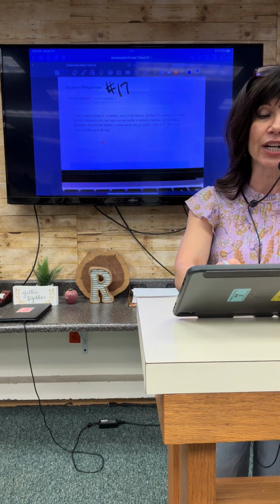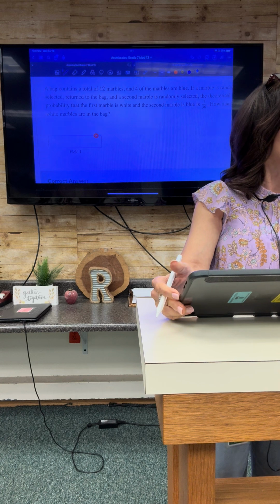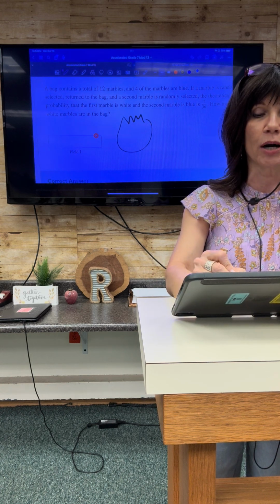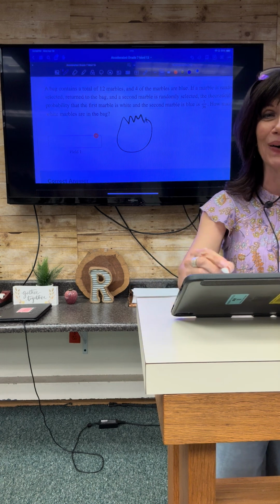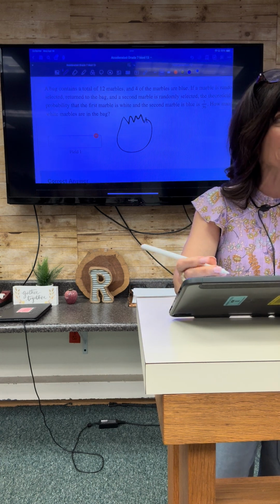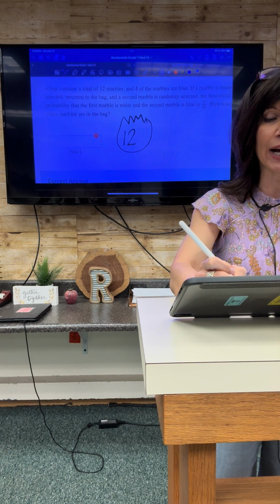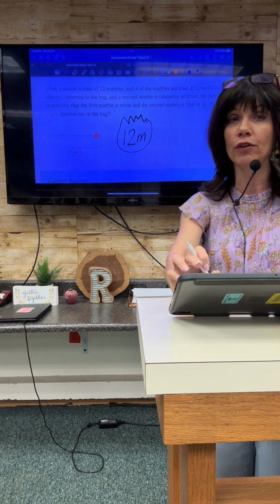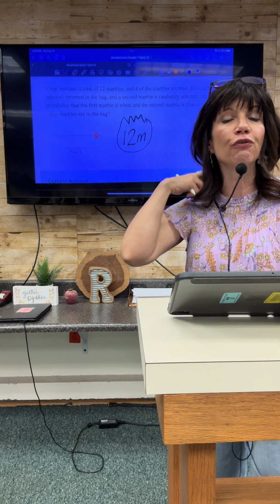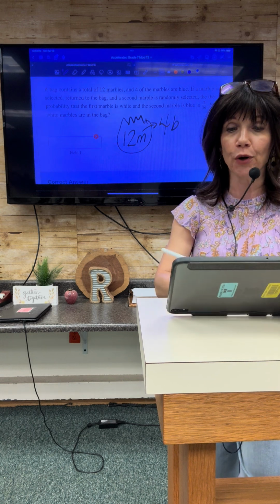A bag contains a total of 12 marbles. Y'all start to sketch a scene right now. Draw yourself a quick little bag of marbles. Mine looks like a tulip bag somehow. Okay, how many marbles are in the bag? 12. Please write 12M representing 12 total marbles. And 4 of those marbles are blue. Please draw an arrow coming out of the bag and label that 4B for blue.